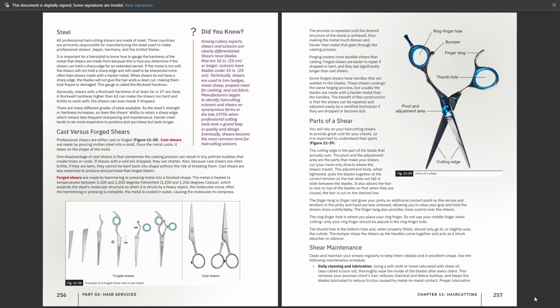Shear maintenance. Clean and maintain your shears regularly to keep them reliable and in excellent shape. Use the following maintenance schedule: daily cleaning and lubrication. Using a soft cloth or towel saturated with shear oil, also called scissor oil, thoroughly wipe the inside of the blades after each client. This removes your previous client's hair, reduces chemical and debris buildup, and keeps the blades lubricated to reduce friction caused by metal-to-metal contact.